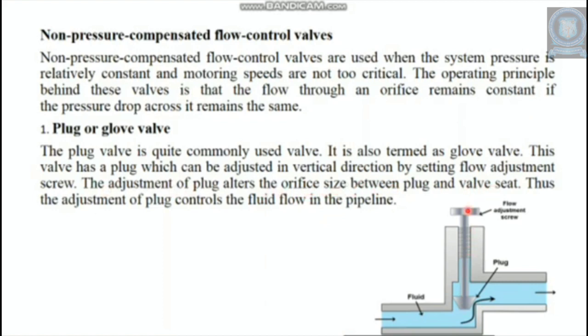So this is the flow adjustment screw. We can adjust the screw up and down. If it moves up, the flow area will be increased, so a larger quantity of fluid will pass. Like that we can control the fluid flow.